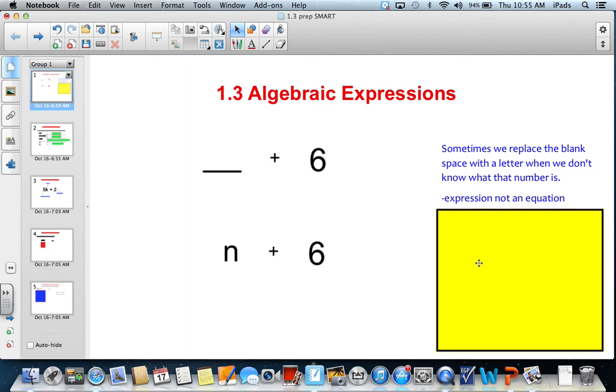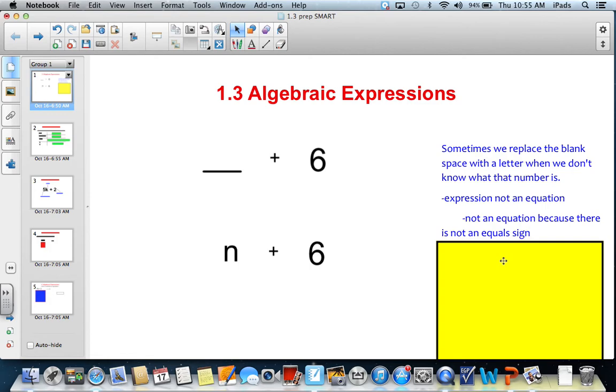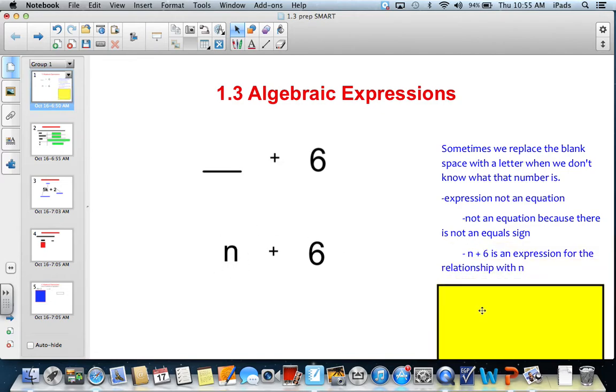When I say an expression, it is not an equation. There's something missing from here that doesn't allow it to be called an equation, and that's an equal sign. There is no equal sign, so it's not an equation. It's an expression. The expression is n, a number we don't know, plus 6. It's an expression for the relationship with n. N would be a letter, but n plus 6 is adding 6 to a number that we don't know, or a specific number.